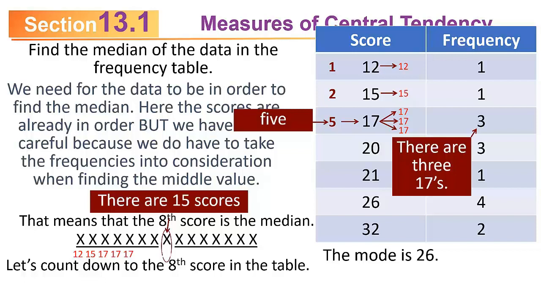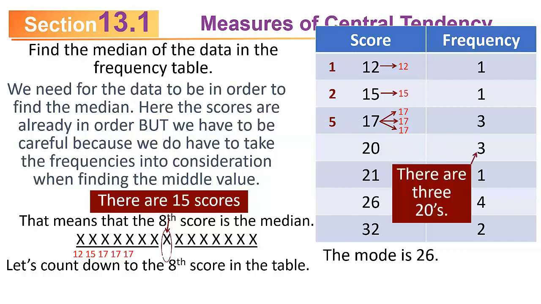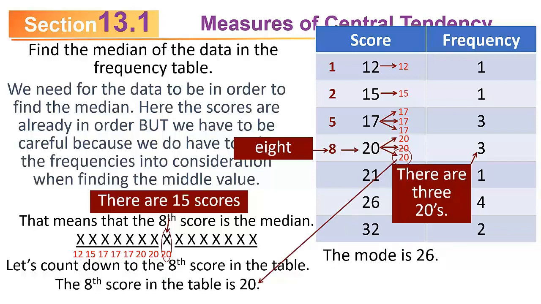Then you keep going. You move down to the 20s. There's 3 of those. You've already counted 5 numbers, so the first 20 is the 6th one, the second 20 is the 7th one, and the third 20 is the 8th one. Well, remember, the median was the 8th one, so the median is 20. You could keep going and list them all, but you only want the median, so once you hit the median, you can stop. So the median is 20.